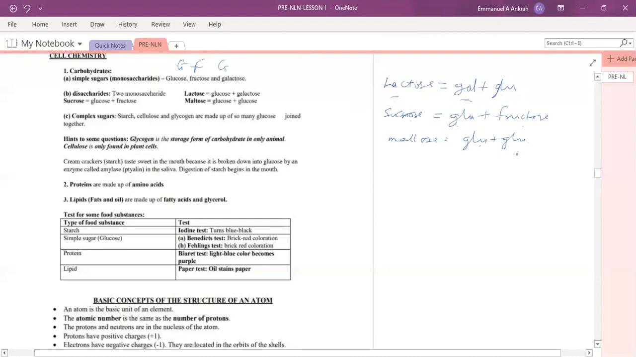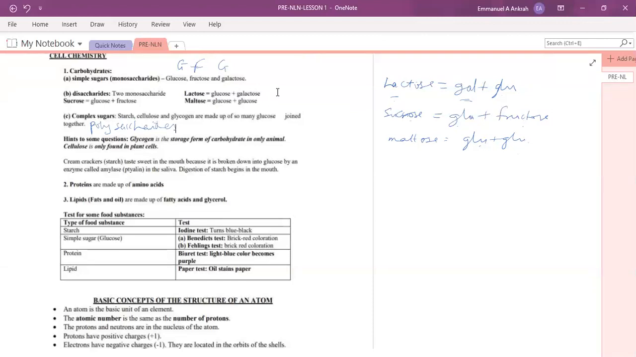Okay. And then you have the complex sugars. Remember that they're also known as the polysaccharides. So the polysaccharides are the complex sugars. Examples are starch, cellulose, and glycogen. They are made up of glucose molecules that are joined together. So if you join so many glucose together, you have a complex sugar. We call it a polymer of glucose, polymer.